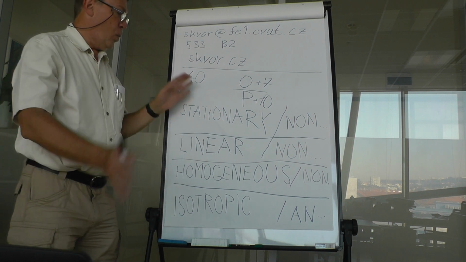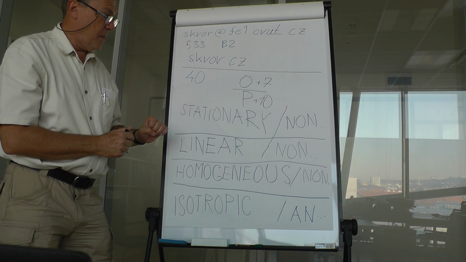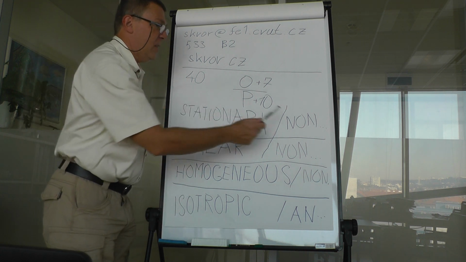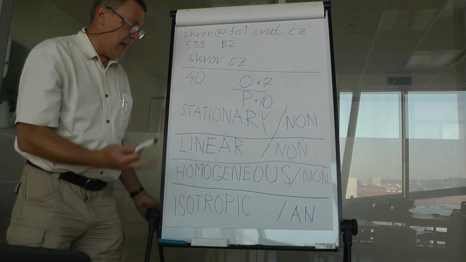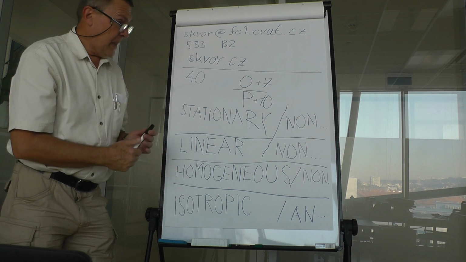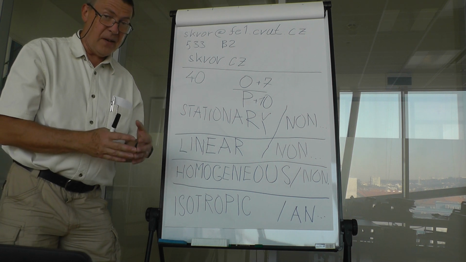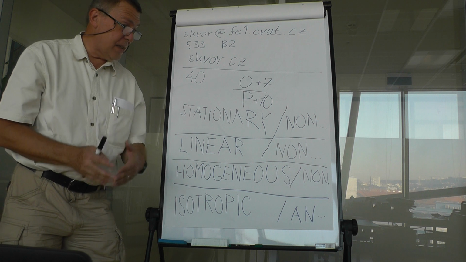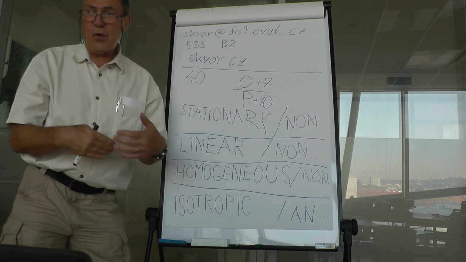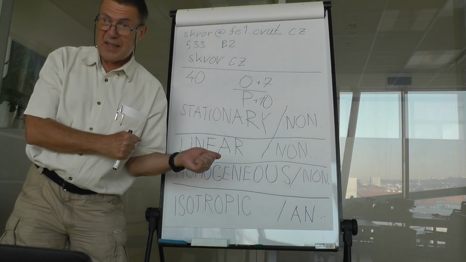So first, we have four ways of distinguishing or classifying materials. That's stationary and non-stationary, that's against time. Linear and non-linear as to the response. Homogeneous and non-homogeneous as to the behavior of properties at the different points of that material. And isotropic and anisotropic as to behavior of the material properties in different directions.